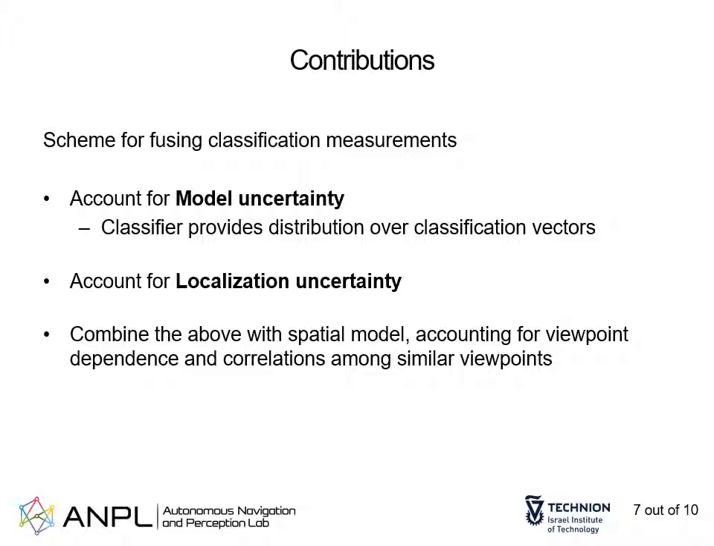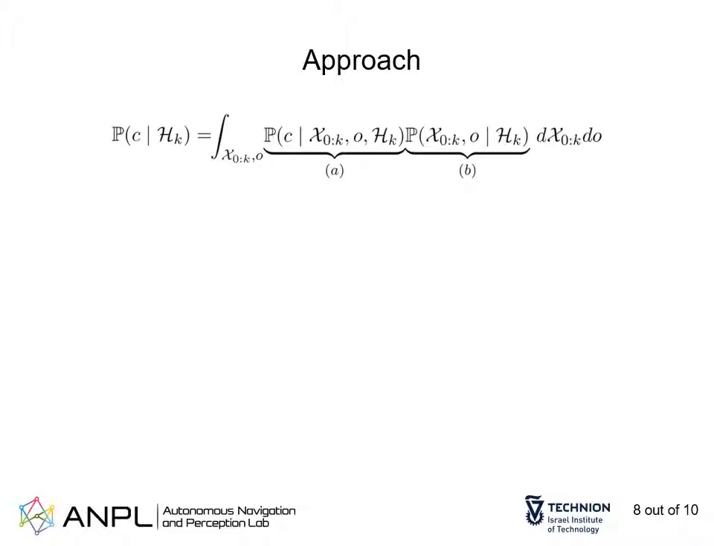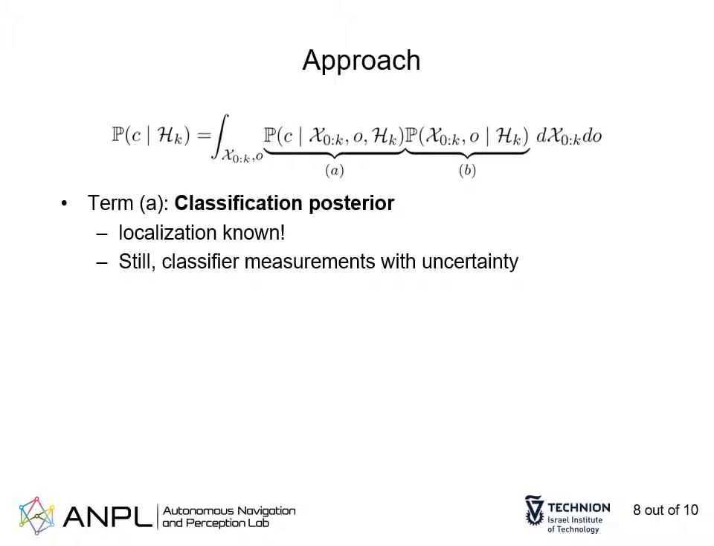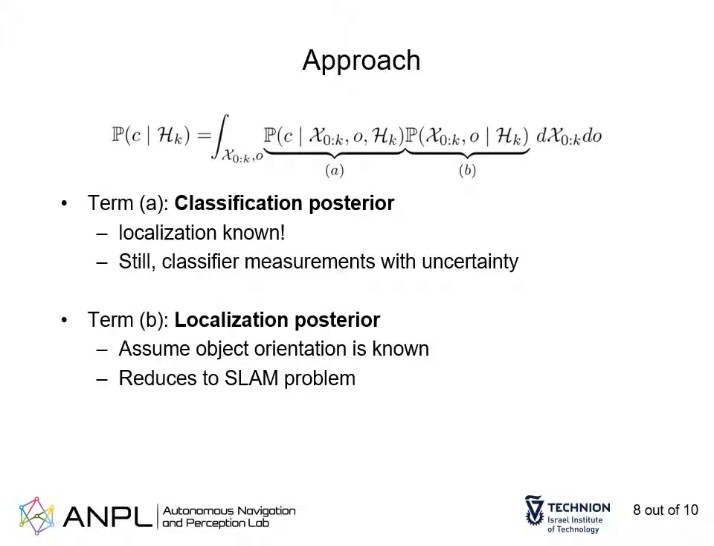We propose a classification fusion scheme which does not assume known localization, uses rich classifier output, namely a set of classification vectors characterizing the classifier uncertainty, and accounts for viewpoint dependence and correlations. We start by marginalizing over the robot and object pose to separate the problem into classification with unknown localization and that of inference of localization, which reduces to standard SLAM. Further details are in the paper or at our stand.